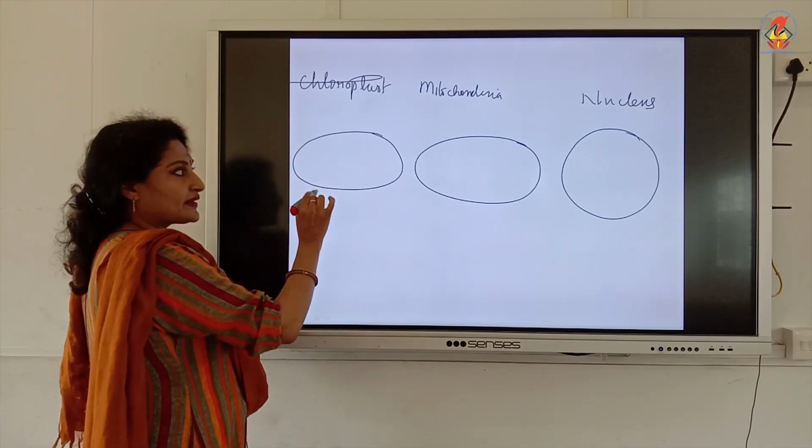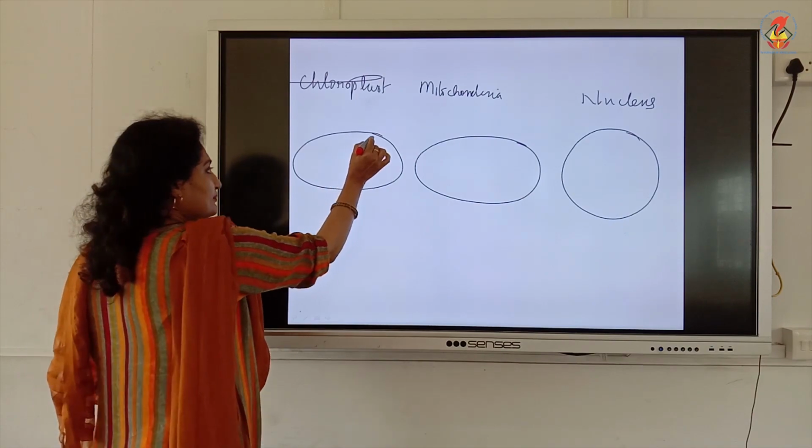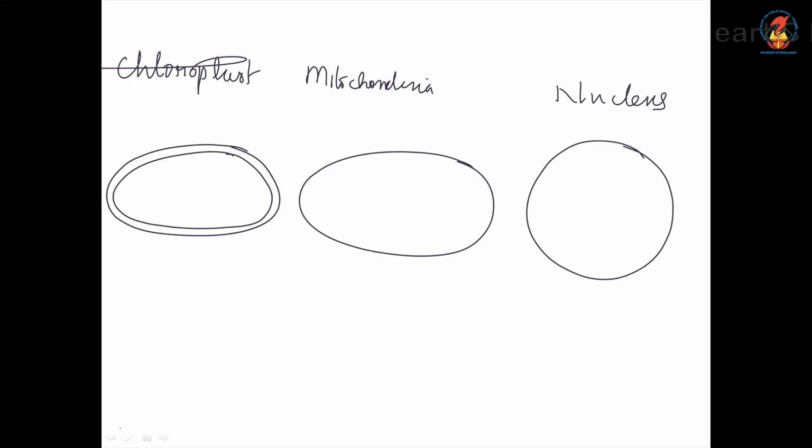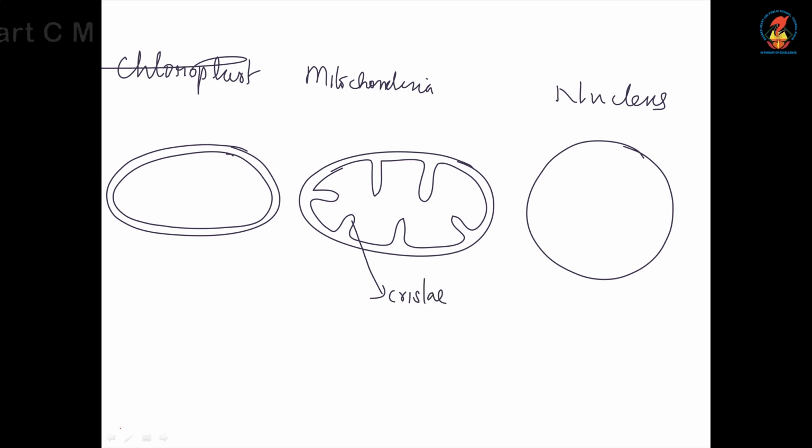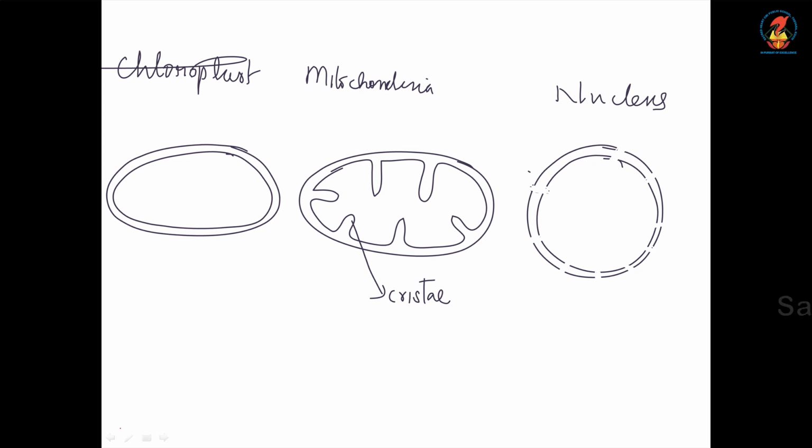Now in chloroplast, the 2 membranes, the outer chloroplast membrane and inner chloroplast membrane, are smooth. Whereas in mitochondria, the outer membrane is smooth, whereas the inner mitochondrial membrane is thrown into infolding. See the way I am drawing finger-like infoldings, called cristae. Whereas in nucleus, there is the outer membrane and inner membrane, and these are interrupted by pores. And these pores are formed by the fusion of the outer and the inner nuclear membrane. See the way it fuses, and so pores are formed. These pores are called nuclear pores.